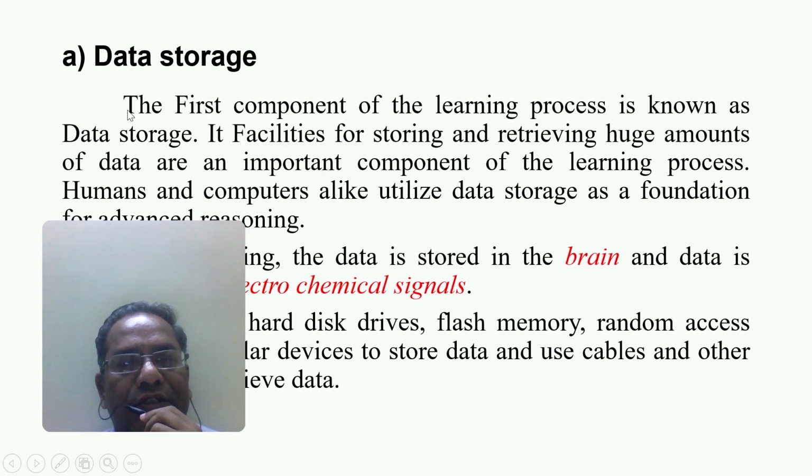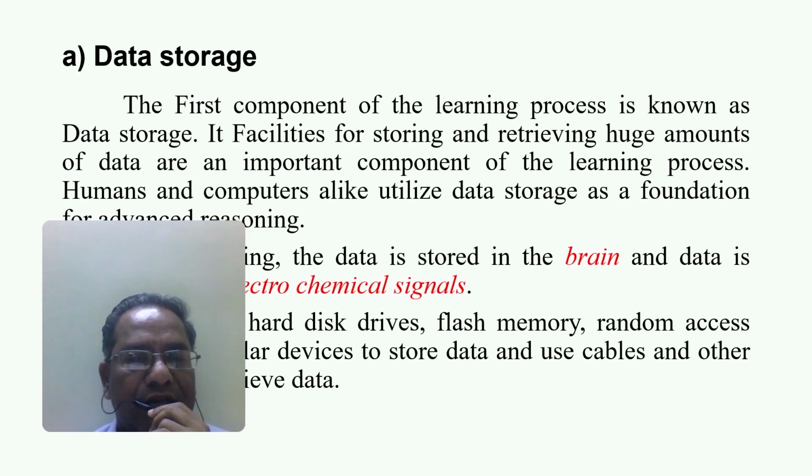The first component of the learning process is data storage. In this, we can store our data in huge amounts of structures, and that kind of data is considered part of the learning process. If humans and computers can learn from such data, that data is considered the foundation of some reasoning. Coming to the point of reasoning, it falls into two categories: verbal and non-verbal.